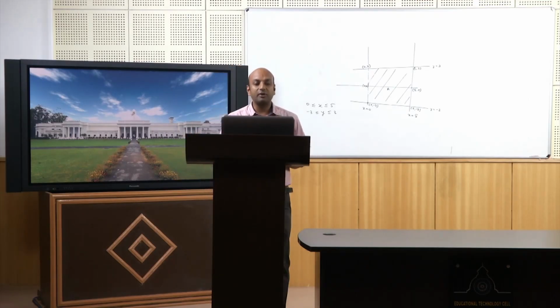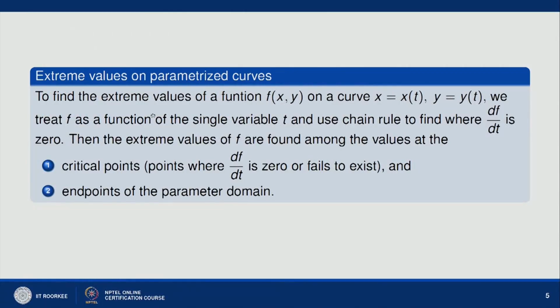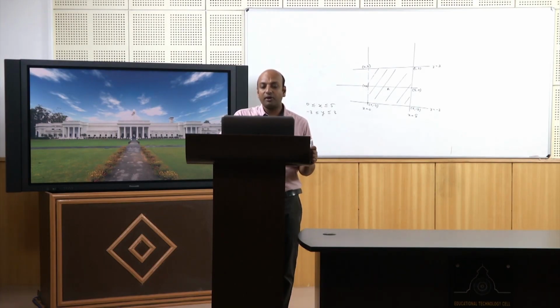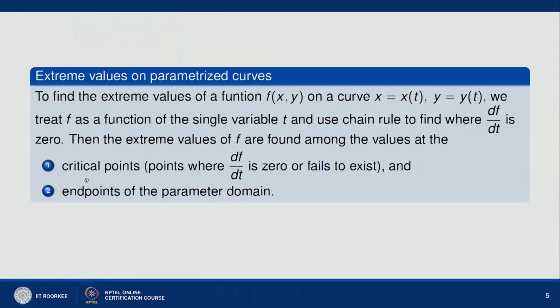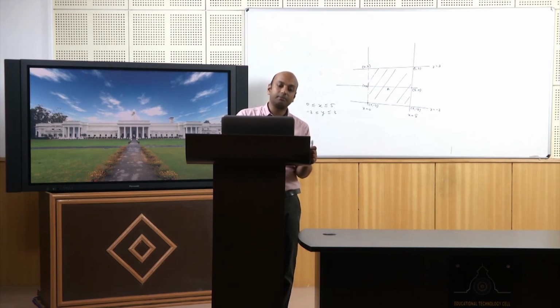Now let us find out extreme values on parameterized curves. To find out the extreme value of a function f(x,y) on a curve x equal to x(t), where x is a function of t and t is a parameter and y is also a function of t, we treat f as a function of the single variable t and use the chain rule to find where df upon dt is 0, that is the critical points. Then the extreme values of f are found among the values at the critical points and at the endpoints of the parameter domain. If the domain is bounded, we have to find out the endpoints also. So in this way we can find out extreme values on a parameterized curve.